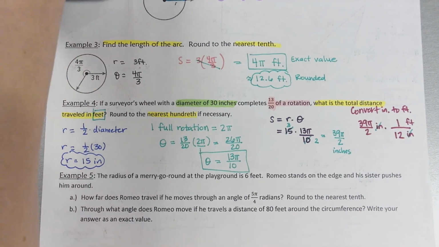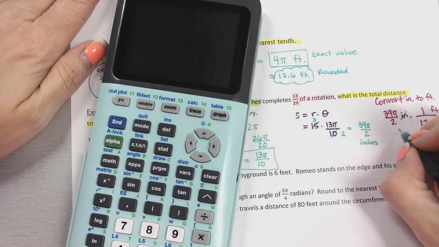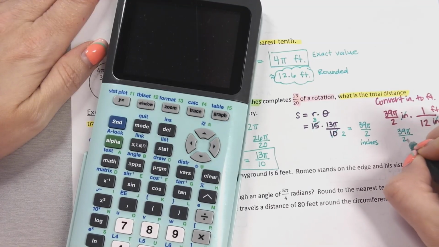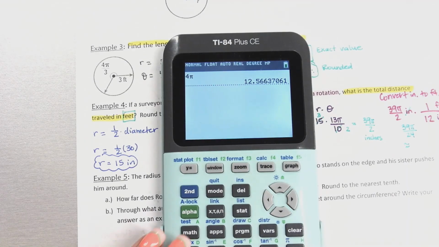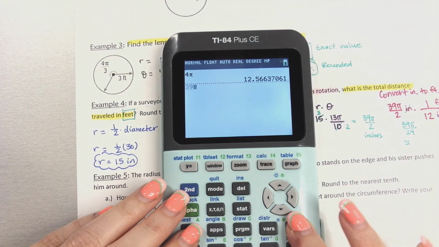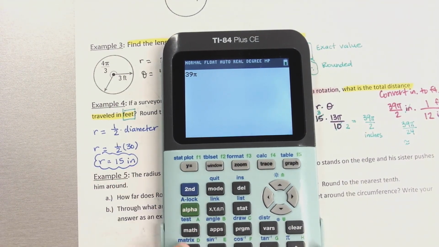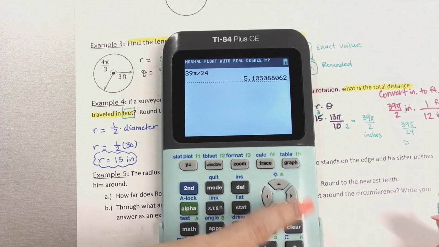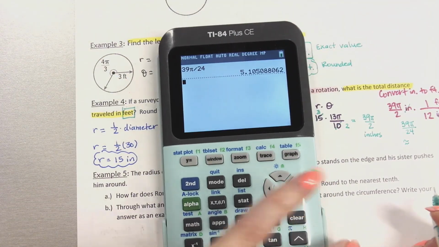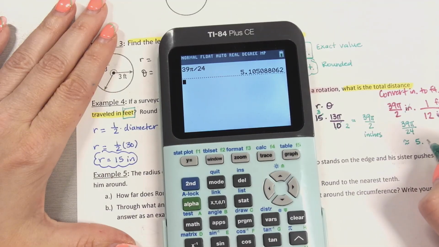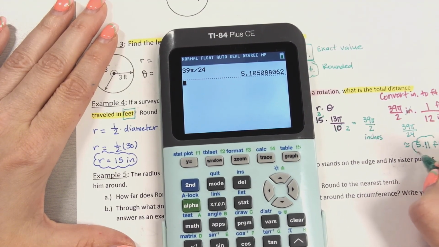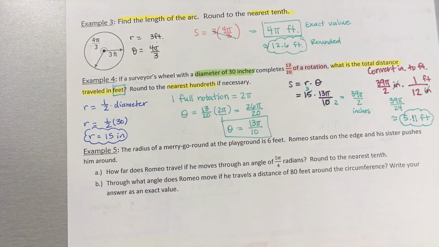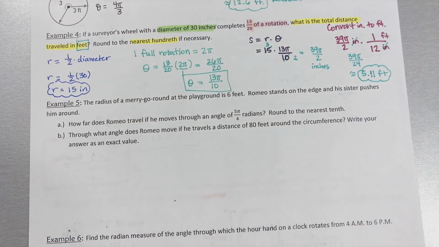Alright, and then we can calculate this. We're going to have 39 pi over 24. Let's see what we get: 39 pi divided by 24. It says round to the nearest hundredth, so that would be 5.11. We are going to have to pay attention to our units here and what our question is asking us.